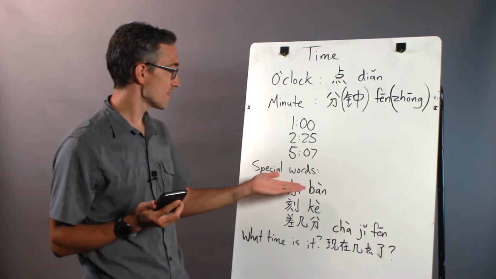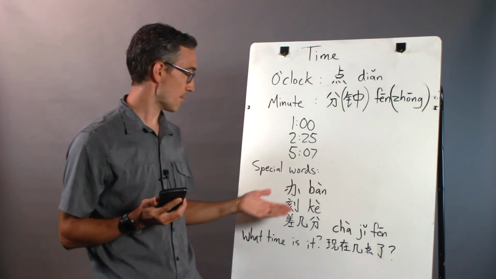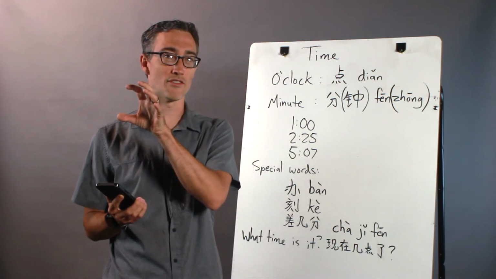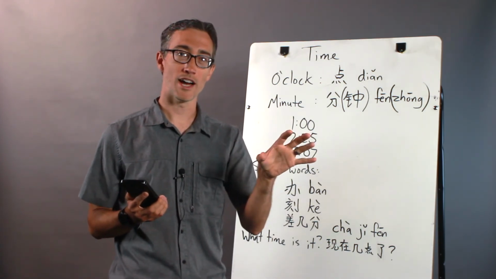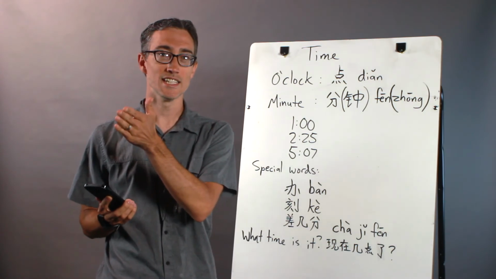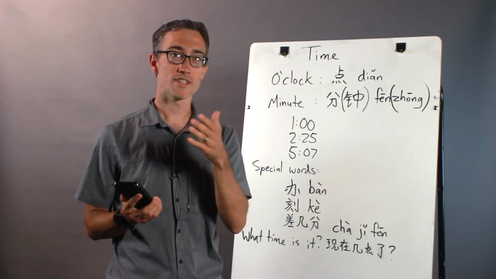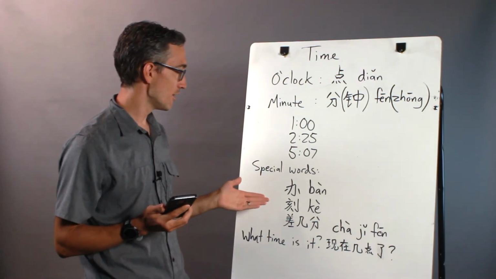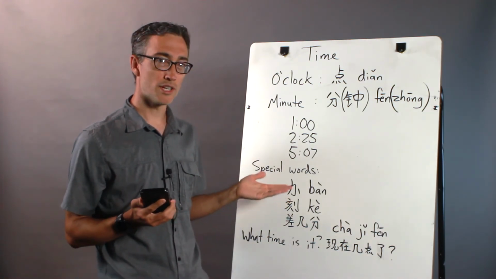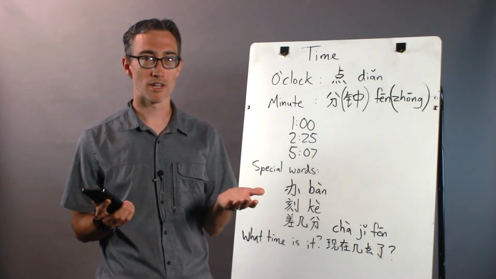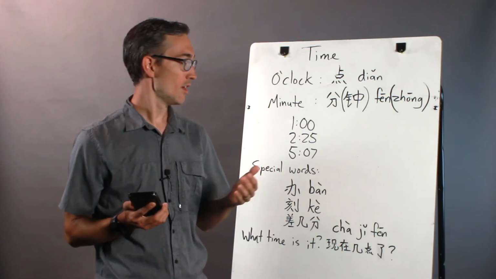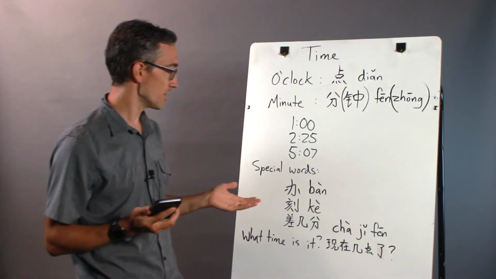This is very common. Hearing 半 is very common. Here we have 刻, which is talking about quarters. So if I'm saying 3:15 or 3:45, I can say 3点1刻 or 3点3刻, 3:15 and 3:45. This is less common. You won't hear it as much. It's probably much more common to say 3点15分 or 3点45分. But you will hear it sometimes.